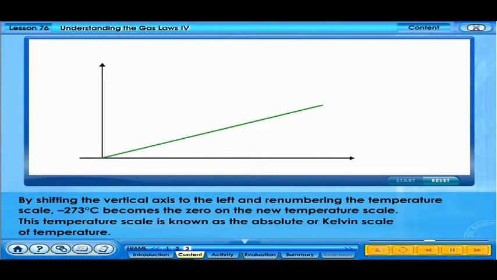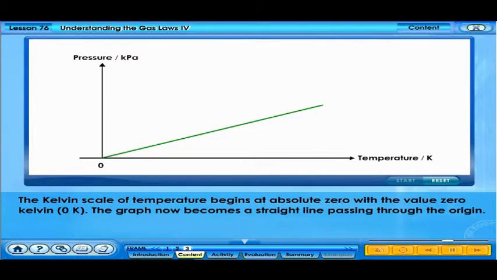By shifting the vertical axis to the left and renumbering the temperature scale, negative 273 degrees Celsius becomes the zero on the new temperature scale. This temperature scale is known as the absolute or Kelvin scale of temperature. The Kelvin scale of temperature begins at absolute zero with a value of 0 Kelvin. The graph now becomes a straight line passing through the origin.